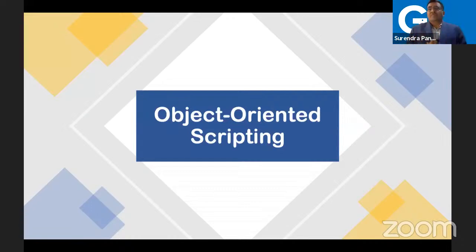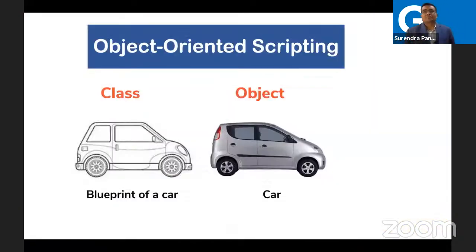Python is an object-oriented scripting language. This keyword is very, very important. Those who are not aware of what an object or a class is, let me give the idea. When you talk about an object, it is what you see, for example a car. But when you talk about the class, it is like a blueprint of a car. So the design part is a class.